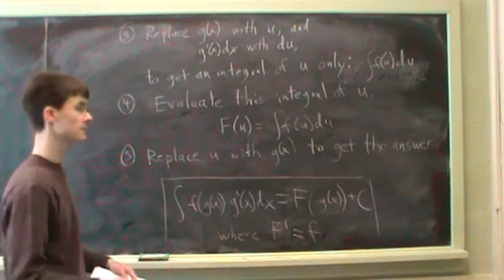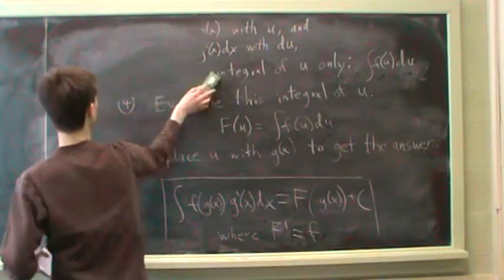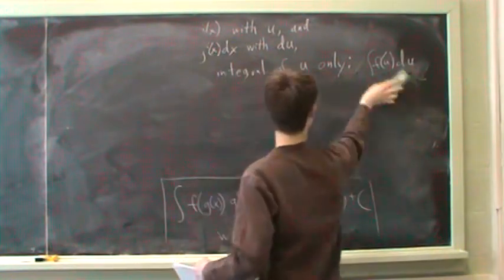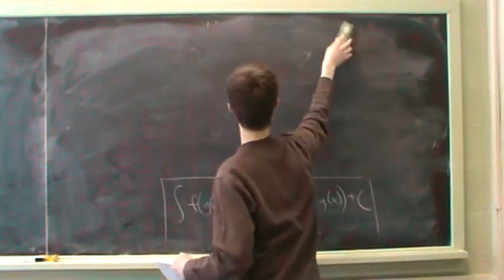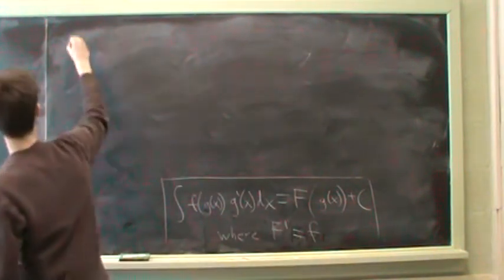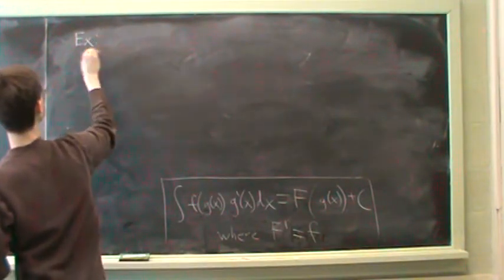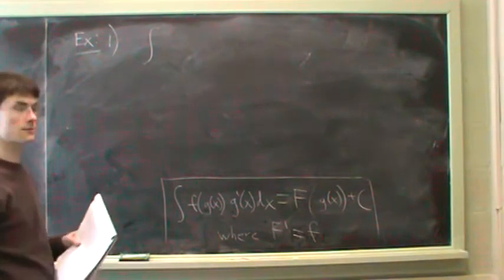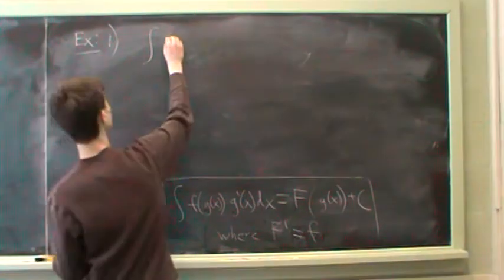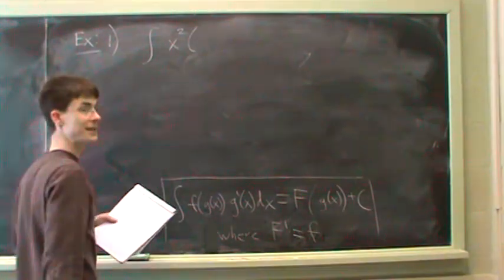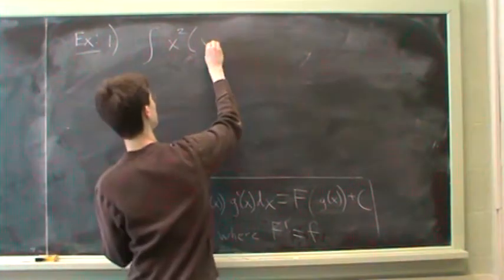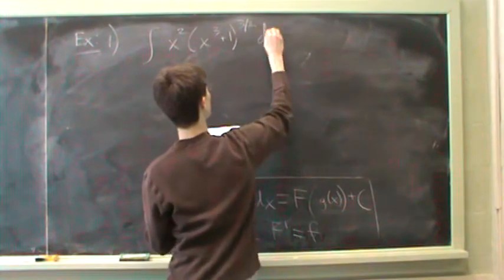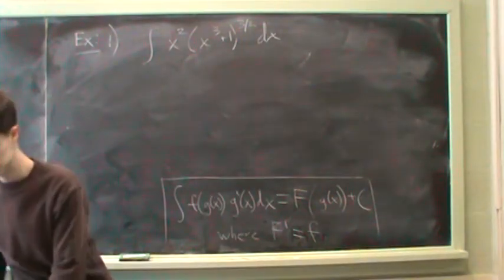Okay, so let's do some examples. Let's start with a non-trivial example. Let's try to integrate x squared times the quantity x cubed plus 1 to the 3/2. We're integrating with respect to x.